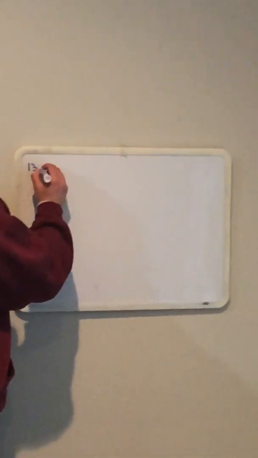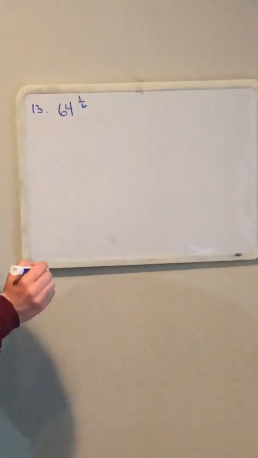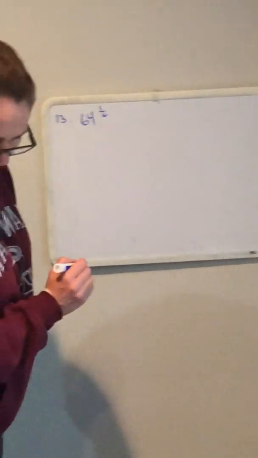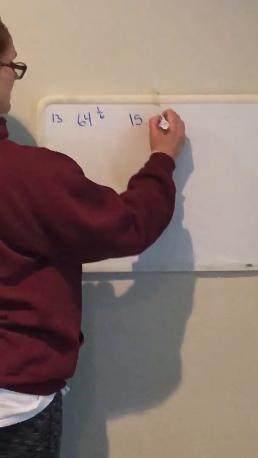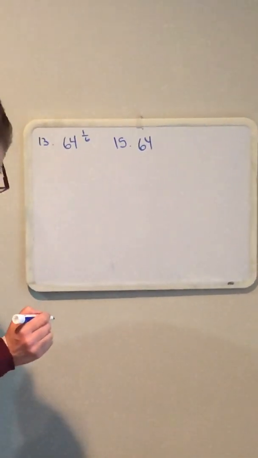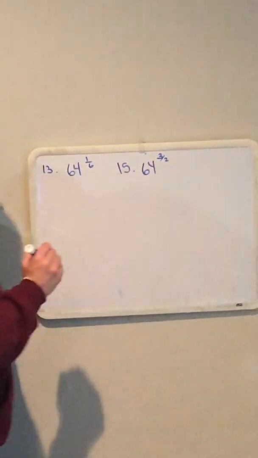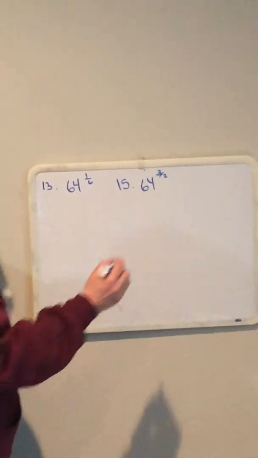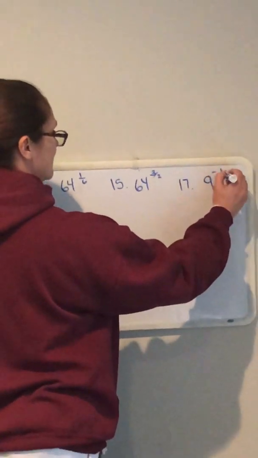Thirteen is 64 to the 1/6. 15 is 64 to the 3/2. 17 is 9 to the negative 1/2.